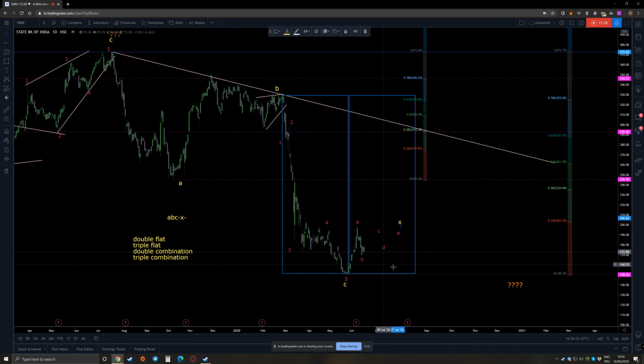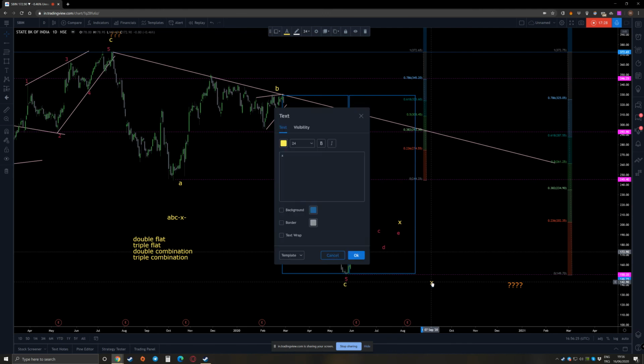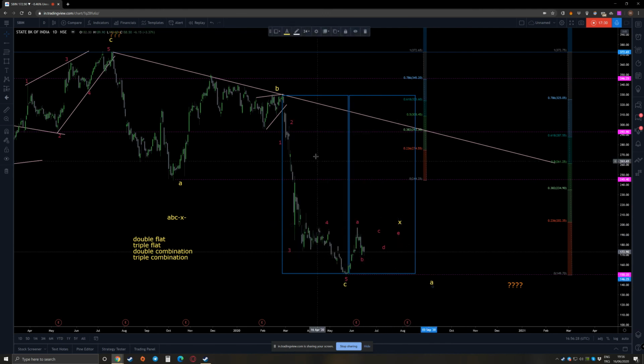Now it means that after this, this is your X wave. And then what do you need? Well, you need another A wave. And then if this is the case, then you go back to this scenario and you will say, okay, this is the probable scenario that I have.